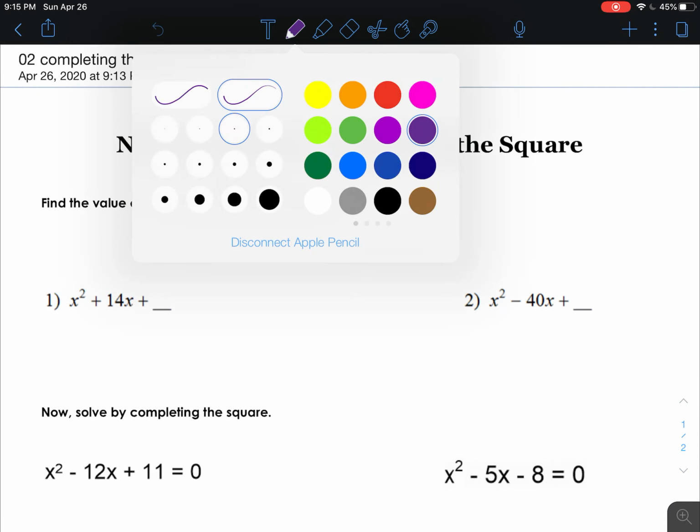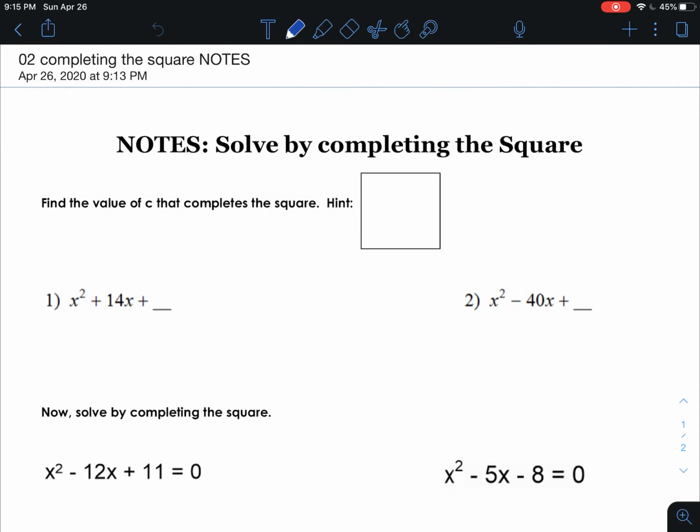Alright guys, today's notes are on another way to solve quadratic equations. If you remember back to Thursday and Friday, we solved quadratic equations just straight up by using square root. In these questions, we specifically can't use square root. So this method is called completing the square.